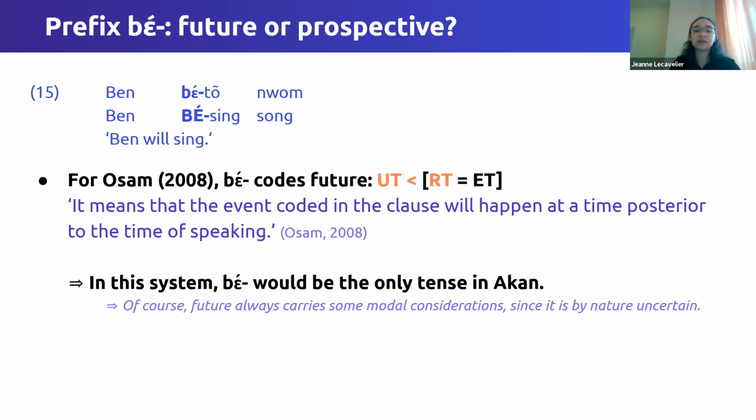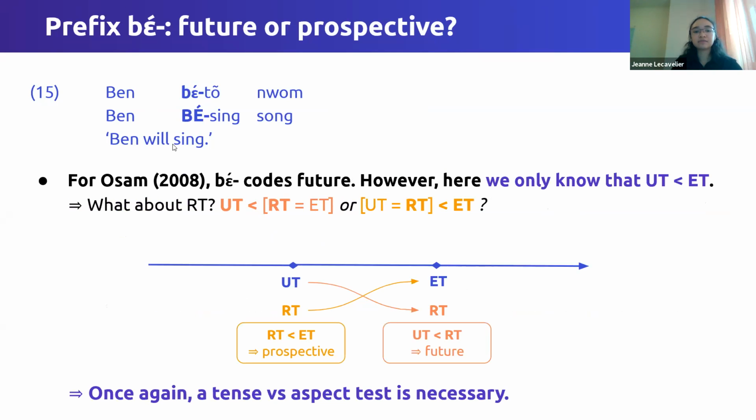So future always carries some modal considerations, but hopefully here it would code that the reference time is after the returns time. And for some, it's the only tense that we can find in Akan, and we disagree with that, because actually when you read this sentence, Ben will think, you just know again that the event time is after the returns time, but you don't know exactly what the prefix, the bay plus high tone, says about the reference time.